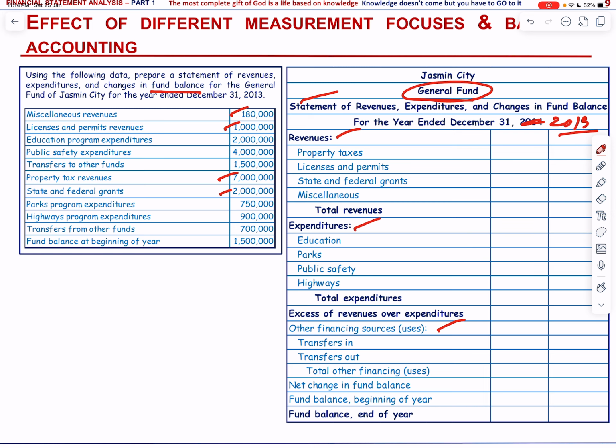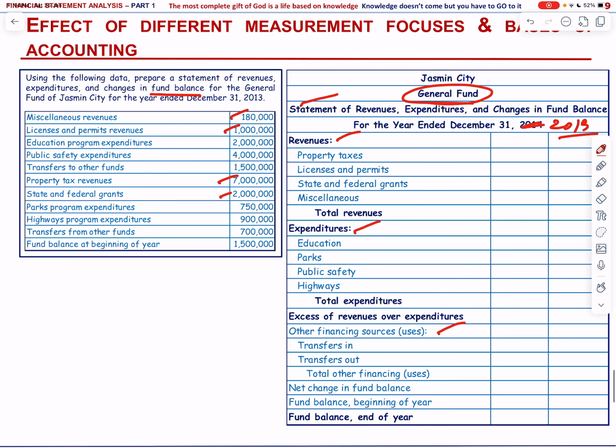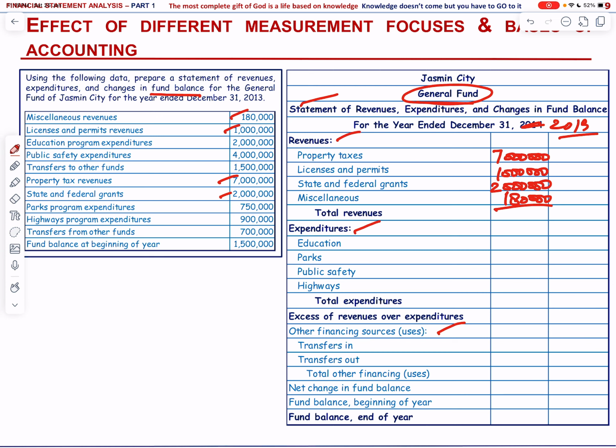So we can simply copy down these values. Property tax is 7 million. Then we have licenses and permits for 1 million. Then we have state and federal grants for 2 million. And then finally we have miscellaneous, 180,000. So the total revenue is 10,180,000.